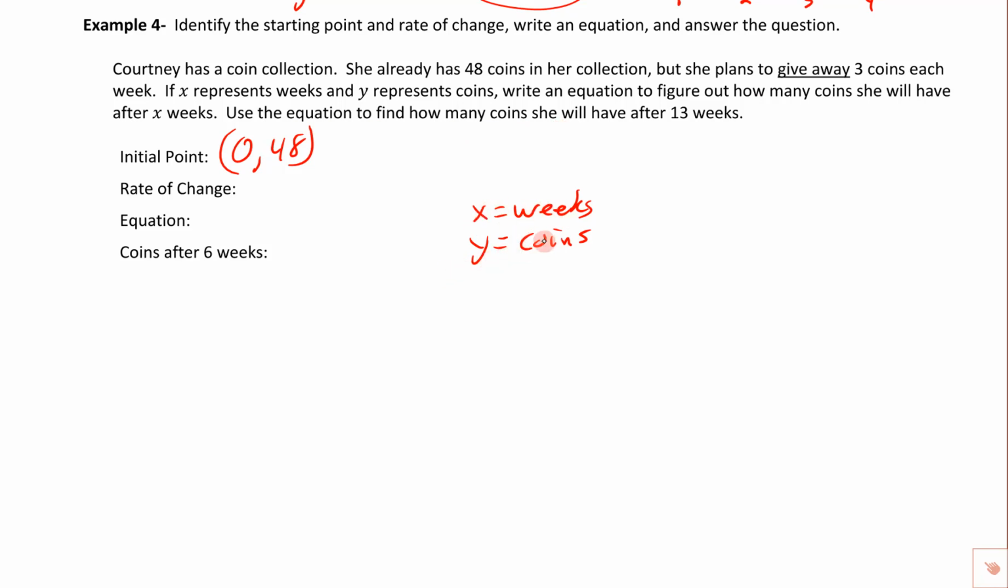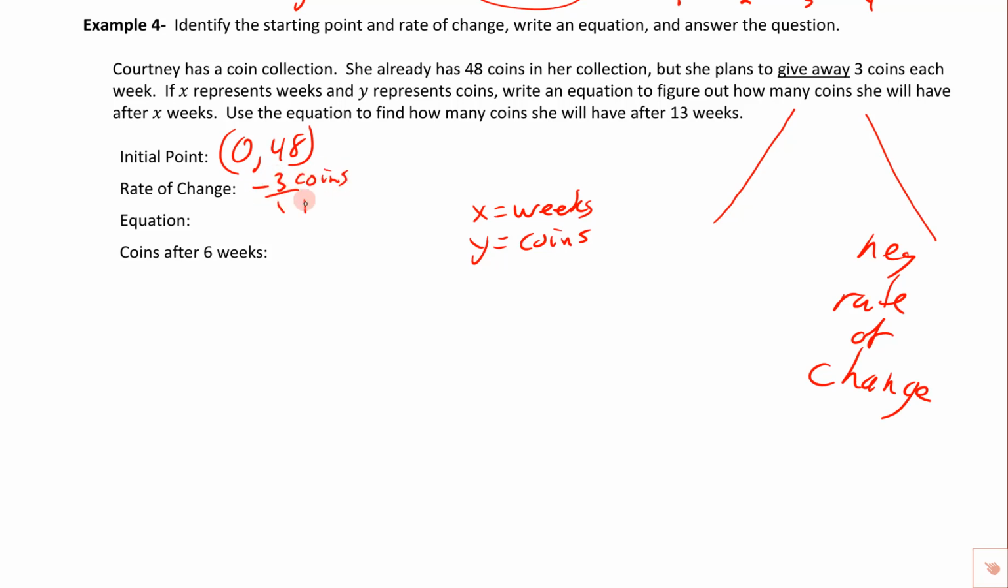We know that x is going to be weeks and y is going to be coins when we write down our equation. Here's our initial point right here, and this is our rate of change. Our rate of change is 3 coins each week, and she's giving it away. So if she's giving it away, the number of coins is not going to go up, the number of coins is going to go down. So we would have to have a negative rate of change. So that's going to be -3. And if we were to write that, that would be -3 coins per week. So let's write down the equation. It would be y equals, remember the rate of change is going to be -3, times the number of weeks plus 48, and that right there is our equation.